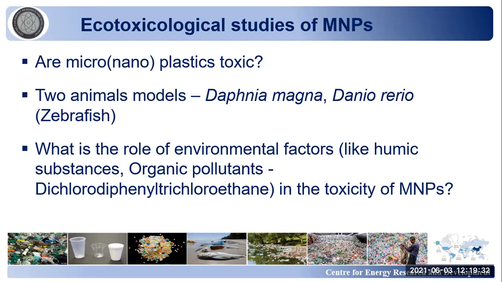And in understanding the toxicity of plastics, we know that pristine plastic does not exist in the environment. It has to interact with other environmental factors. So we decided to put this into consideration in our experiment by looking at humic substances, which are also very common in the environment, and also organic pollutants, using dichlorodiphenyltrichloroethane (DDT) as a model.